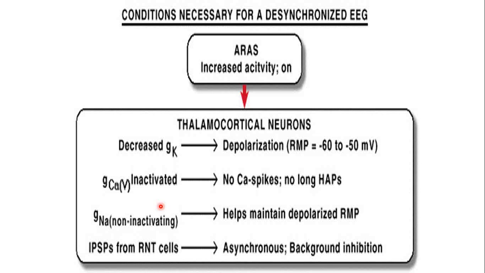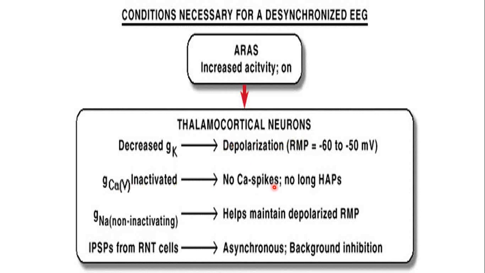Well, now we have to have the ARAS, ascending reticular activating system, turned on, and just the opposite of what we saw before. Instead of increased GK, which means potassium is moving out of the cells, we have a decreased GK, which means potassium is accumulating inside the cells. And that causes, instead of hyperpolarization we saw before, depolarization, which is excitation. Hyperpolarization for inhibition, depolarization for excitation.